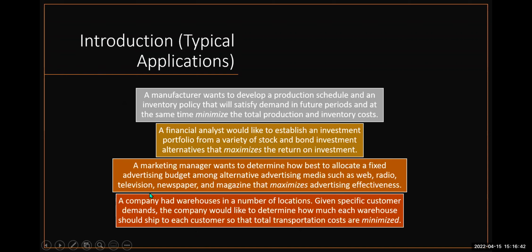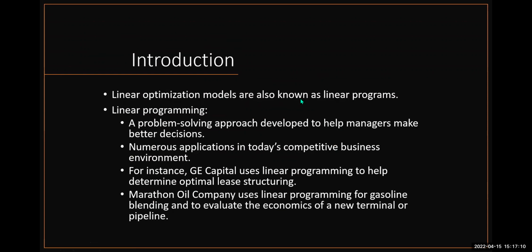Okay, so the last one, the company had warehouses in a number of locations. Given specific customer demands, the company would like to determine how much each warehouse should ship to each customer so that total transportation cost is minimized. Okay, so they have different locations, so from which warehouse to deliver to which customer, to which location, so that they would like to minimize the total transportation. Okay, so that is an example.